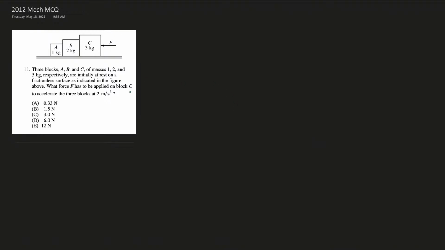Okay, number 11 says 3 blocks A, B, and C of masses 1, 2, and 3 kilograms respectively are initially at rest on a frictionless surface as indicated in the figure. What force F has to be applied on block C to accelerate the 3 blocks at 2 meters per second squared? This one, you just draw a big block that has all of these combined technically because we're just pushing on that block. So here you have 1 plus 2 plus 3 is 6 kilograms. So you're just pushing this entire block at 6 kilograms.